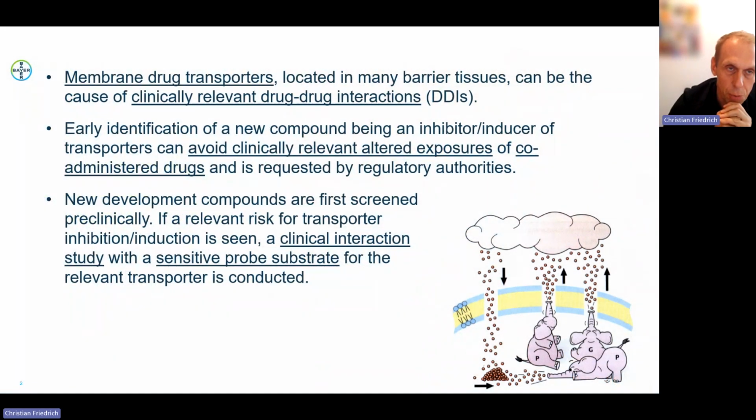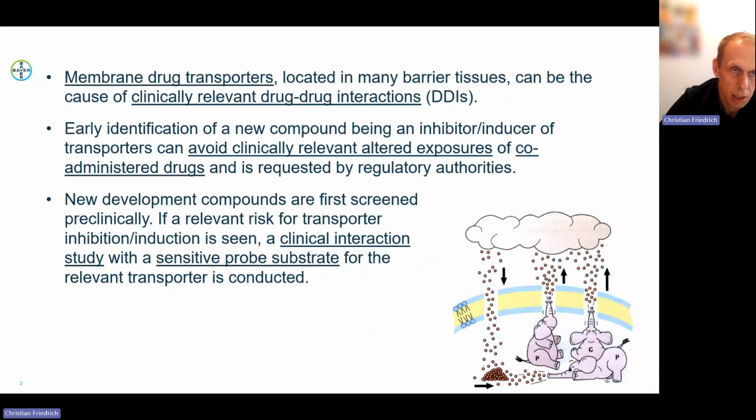Membrane drug transporters are located in many barrier tissues of the body, for instance the gut, the brain, the liver, the kidney, and they can be the cause of clinically relevant drug-drug interactions. You see it below here in the small picture. Basically those drug transporters transport a drug outside of a cell or inside of a cell against the concentration gradient, so it's using energy essentially. And if you have two drugs, where one is transported and the other is inhibiting or inducing a transporter, then this leads to a drug-drug interaction.